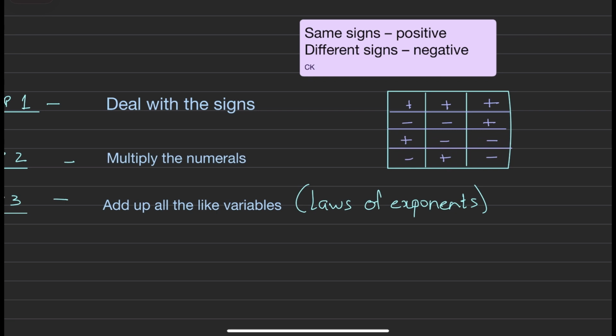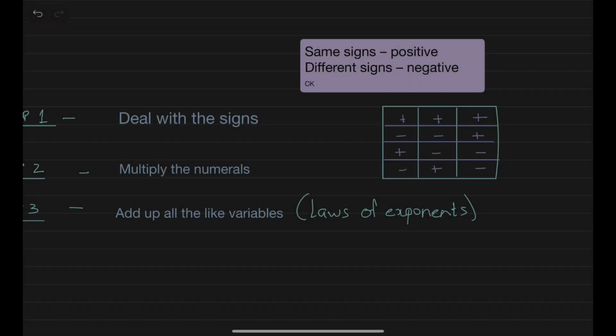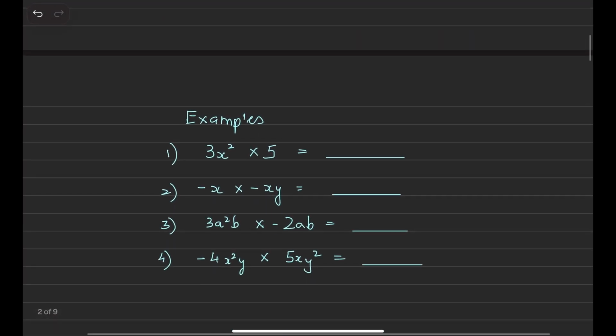After that you have to just multiply the numerals over here. Whatever are the numerals, like minus 6 into minus 5, 6 5s are 30. Straight away you will have to multiply there. Next is add up all the like variables. So how we have to do it, let's move to the examples.